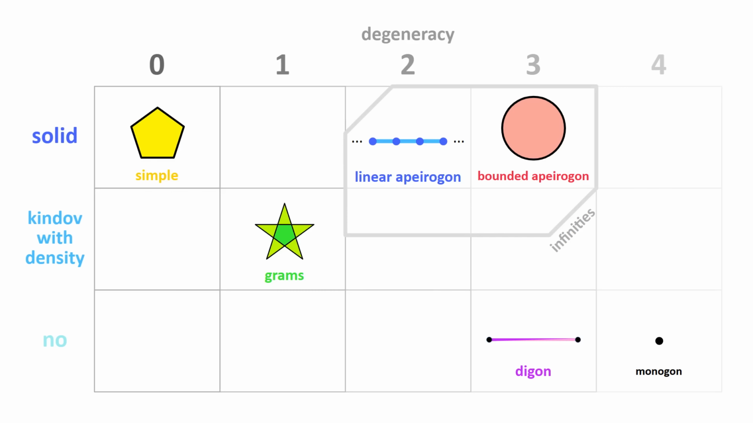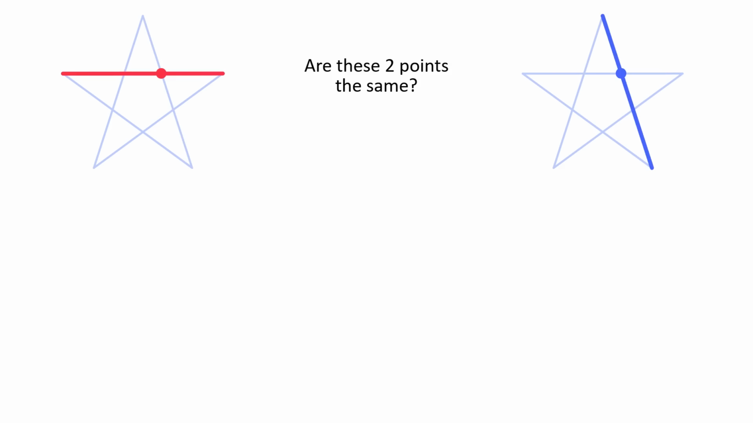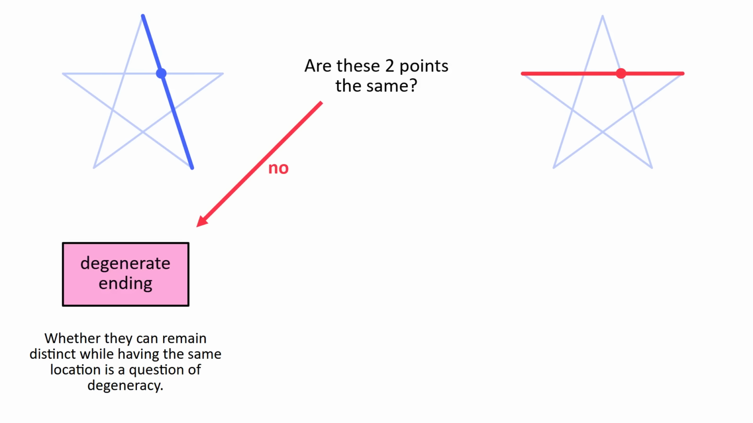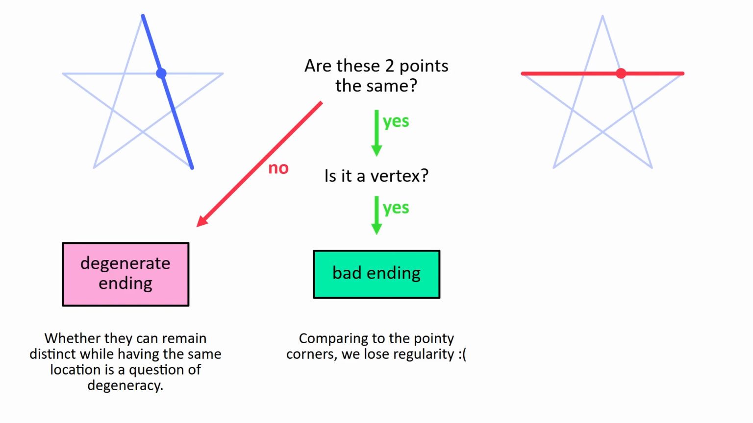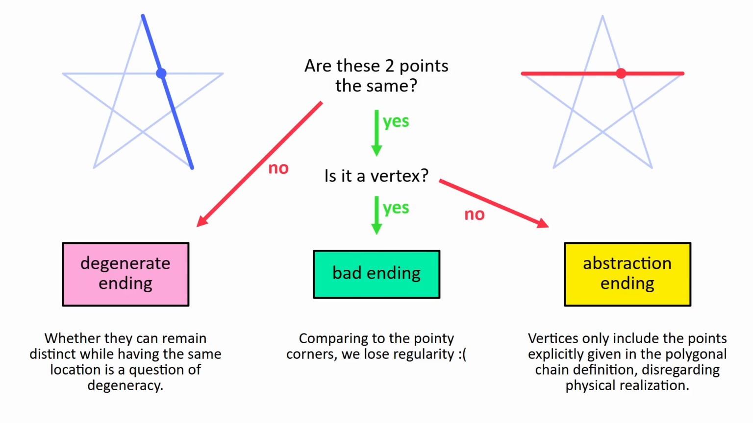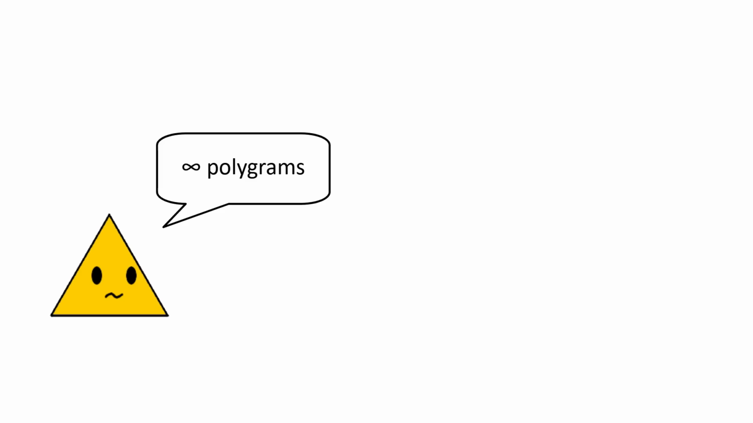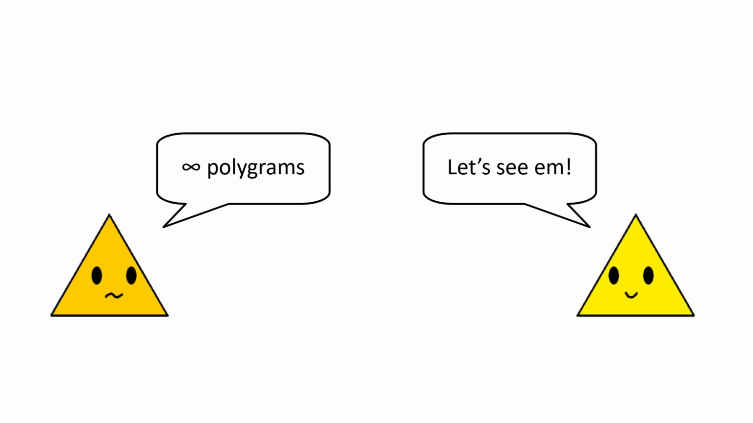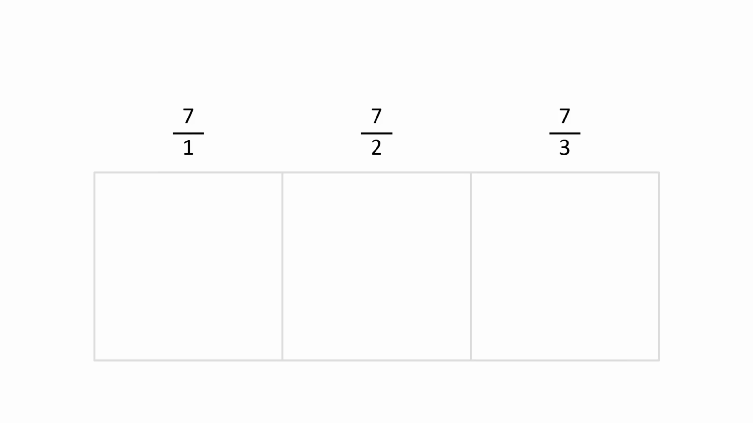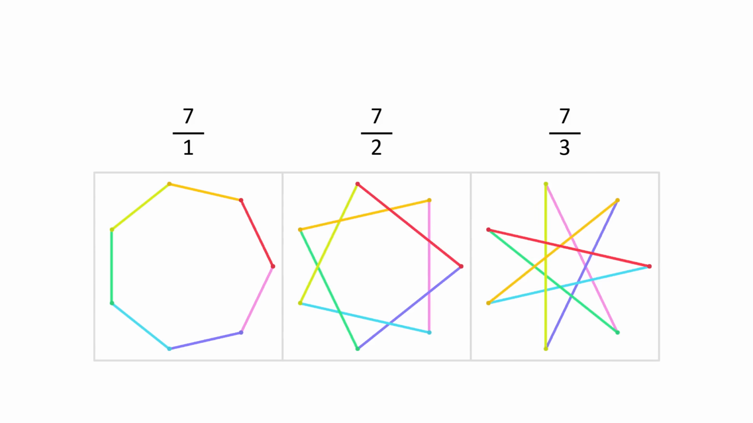Alright, now let's return to polygrams. The introduction of degeneracy recontextualizes them somewhat because of the intersection points, but saving them from degeneracy and irregularity is still pretty easy, only requiring a bit of abstraction, so polygrams score 1. Now, even though there are infinitely many polygrams, we could still complete the collection, so to speak, by constraining the number of sides. With a numerator of 7, you have 3 choices for the denominator. 7 over 1 is just a standard regular heptagon, while 7 over 2 and 7 over 3 are 2 kinds of heptagrams. But is this really it for 7?